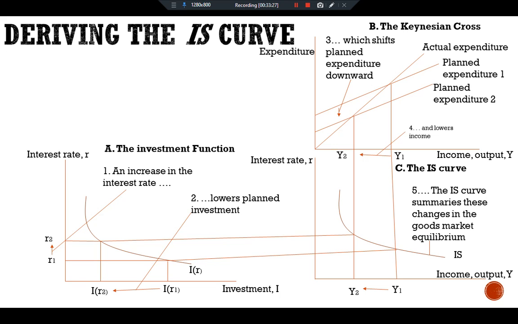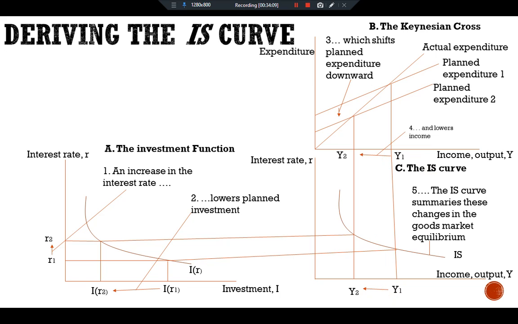The decrease in planned investment from I(R1) to I(R2) shifted the planned expenditure from 1 to 2. This reduces the national income from Y1 to Y2. Panel C shows the IS curve, which summarizes the relationship between interest rate and income. The higher the interest rate, the lower the level of income.